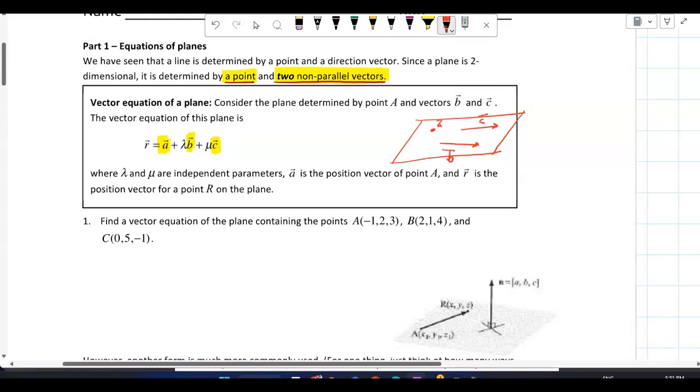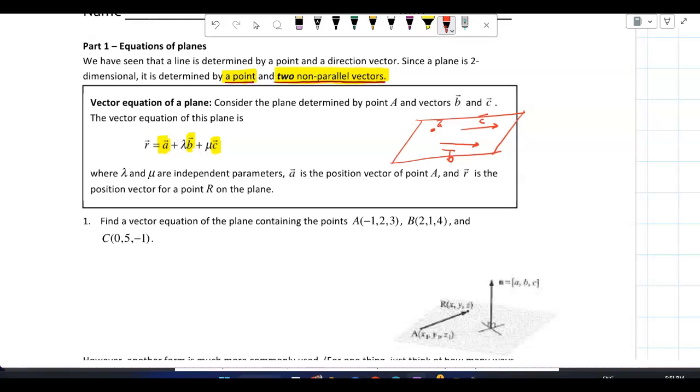So what is a plane? Like a paper. The iPad is a plane. The laptop screen is a plane. These two vectors are flat on it. It's not rotating, it's flat. Lambda and mu are independent parameters.